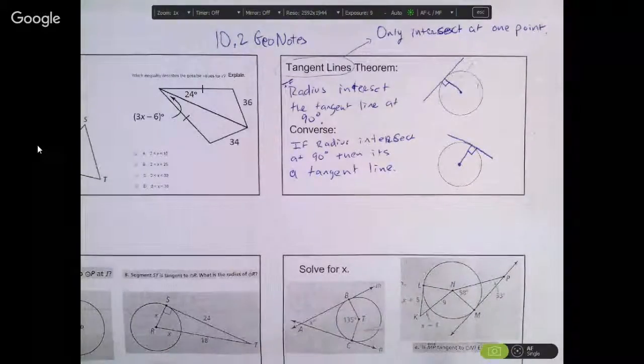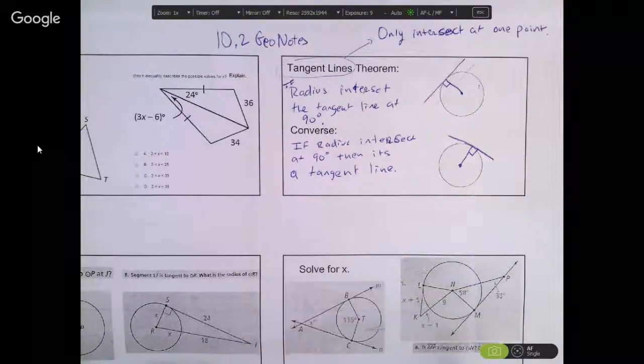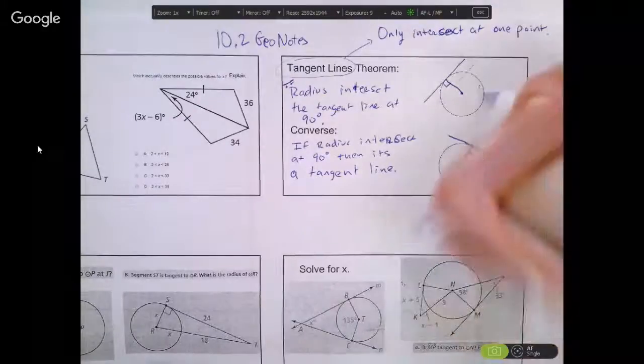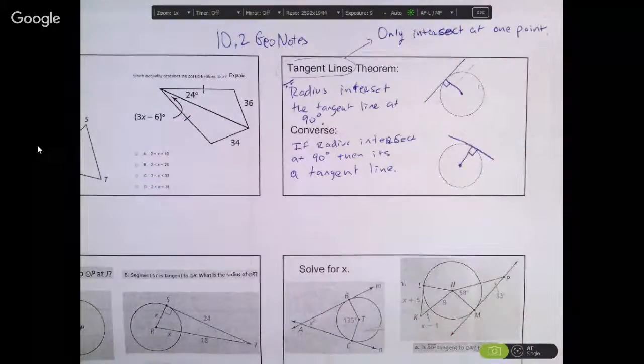And I want you to think, how many tangent lines does a circle have? Infinitely. Right. I could draw the tangent line in a bunch of different places. Infinite. Yeah.